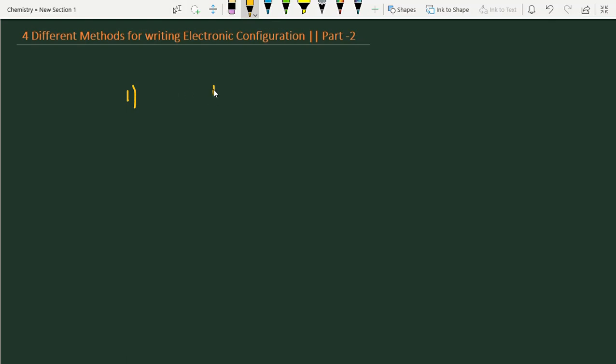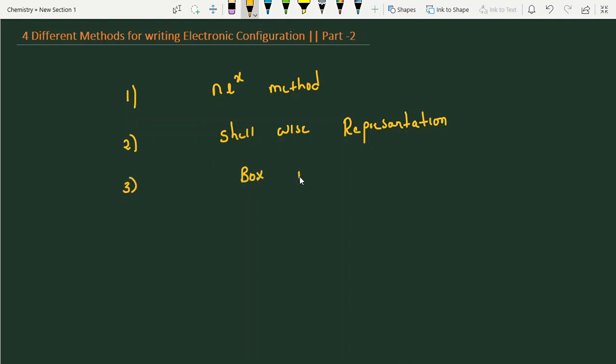First one is NLX method. What is NLX method? Go through the first video, you will get a good idea. Next, second one is shell-wise representation. Next, third one is box method. And fourth one is comparing with the noble gases.